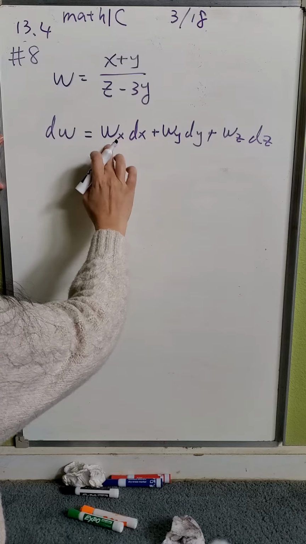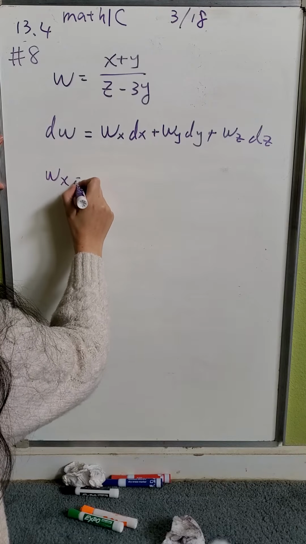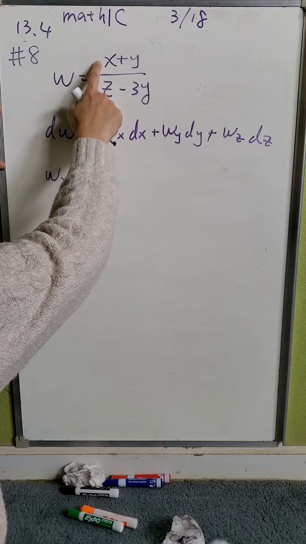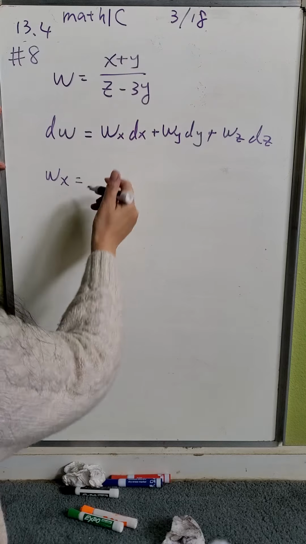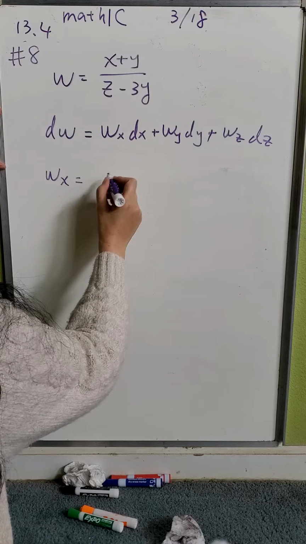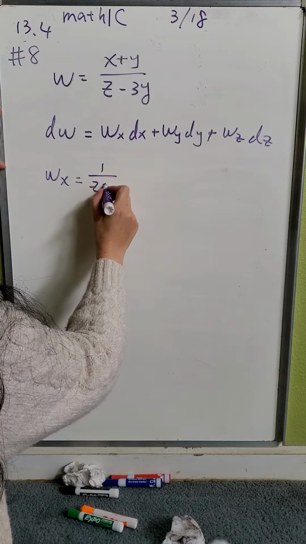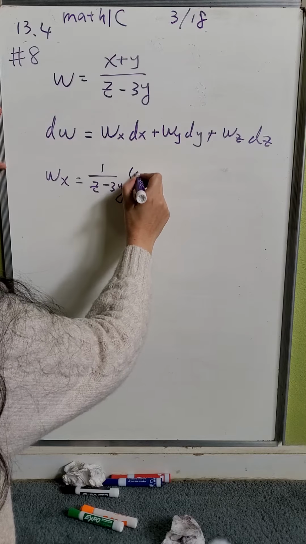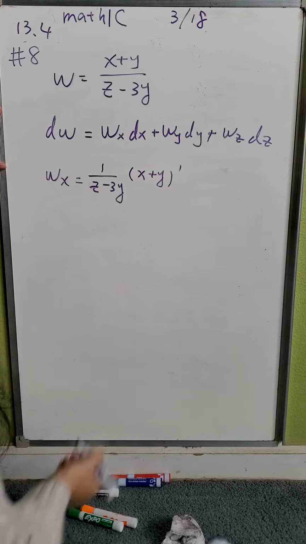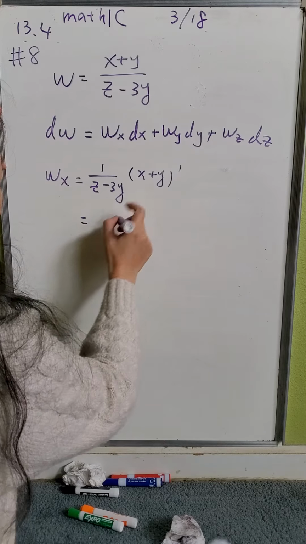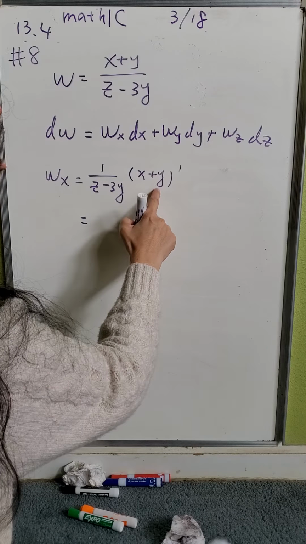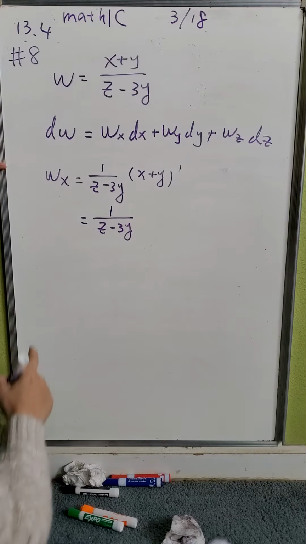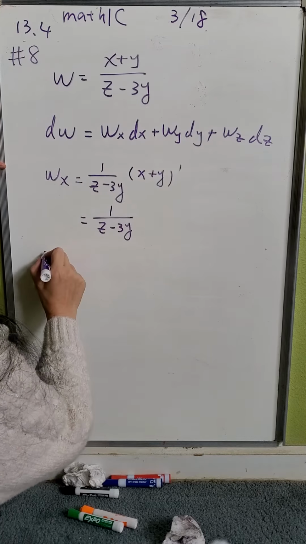So now we're going to start one at a time. Let's go with w sub x first. w sub x means that x counts as a variable, the rest count as constants. So you can look at this as 1 over (z minus 3y), that is your coefficient, and then take the derivative of x plus y. That's just 1, and that's a 0, because that counts as a constant. So it comes out equal to 1 over (z minus 3y). So that's w sub x. Let's find w sub y.